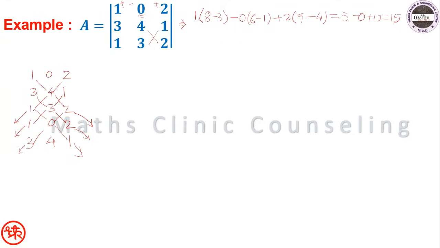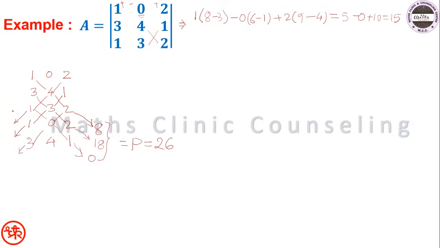Let us see the products now. 1 into 4, 4 into 2, 8. Then 3 into 3, 9 into 2, 18. Then 1 into 0 into 1, 0. What is the sum here? We call this sum P. So 18 plus 8 is 26.